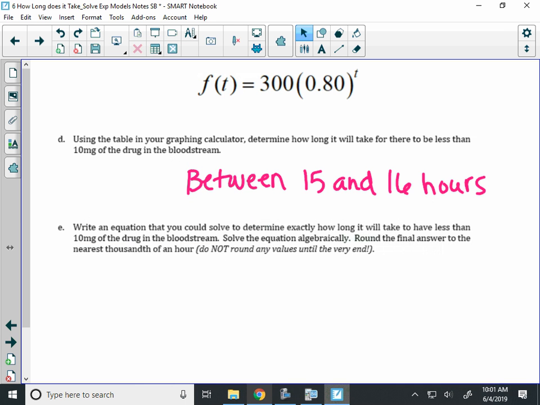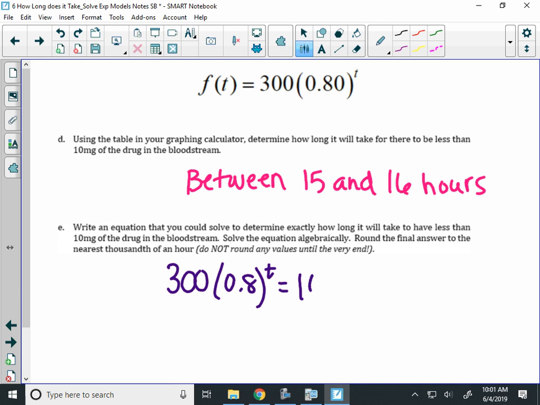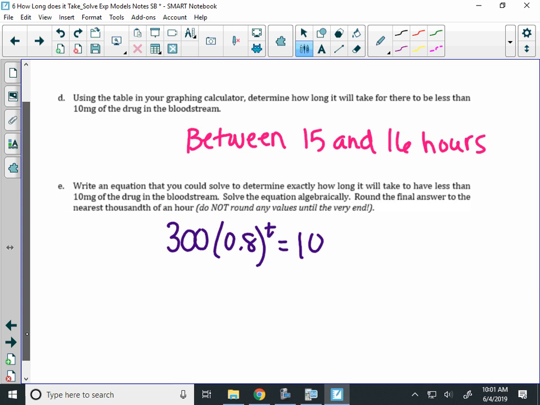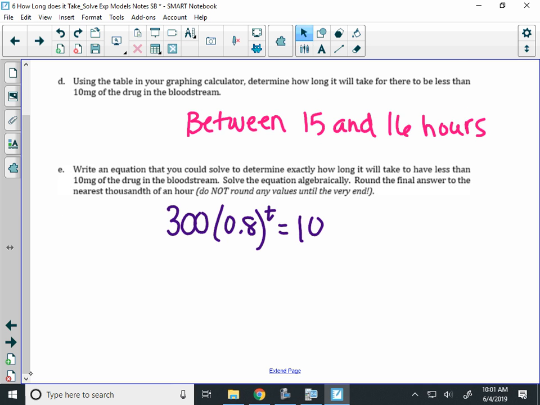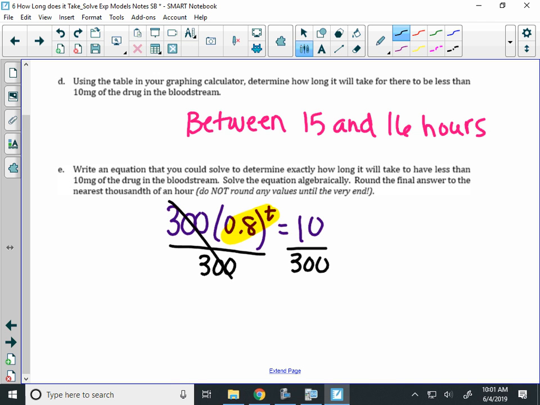All right, so let's practice solving this by hand. I want to know, when does this equation, 300 times 0.8 to the t, get me to 10 milligrams? Well, I start by isolating the 0.8 to the t. And I'm going to do that by dividing by 300. Now, it's not going to give me a nice decimal, but 10 over 300 is at least 1 over 30. So I can at least simplify the fraction that way.